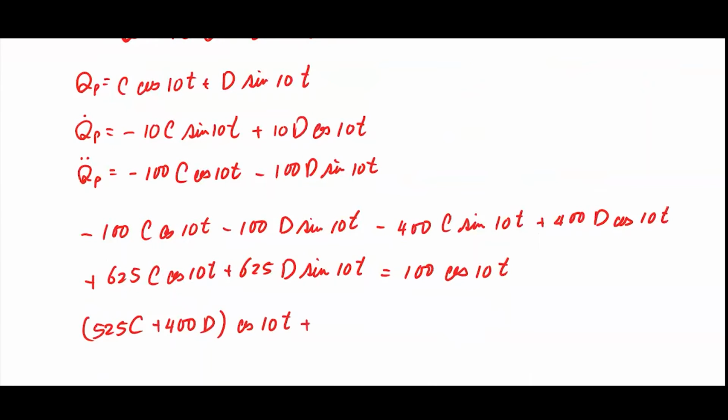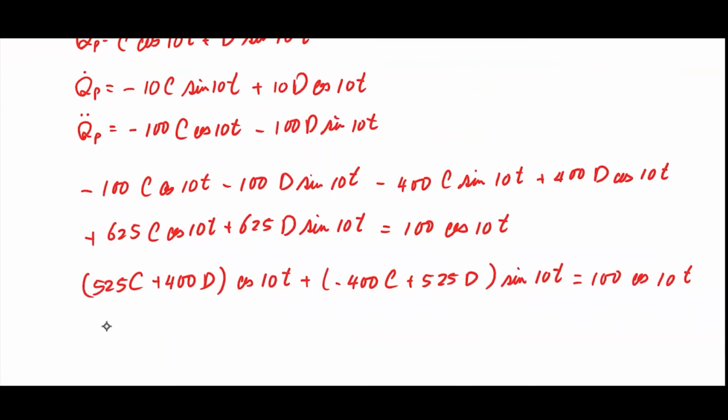Plus, let's do the sine terms now. Here's a sine, here's a sine, here's a sine, but these two are d's, so we can combine these two. So 525d, and then negative 400c. So we have negative 400c plus 525d, sine 10t. And that is equal to the other side, 100 cosine 10t. You with me?